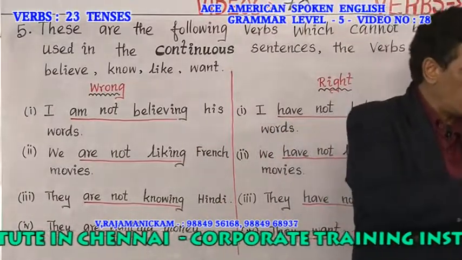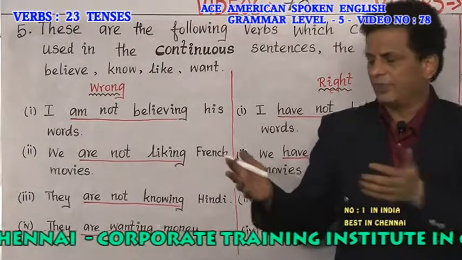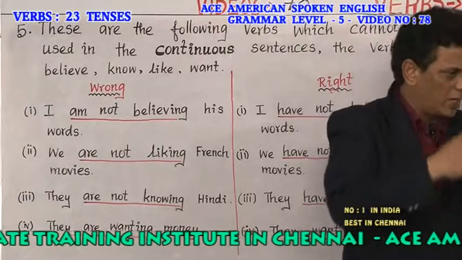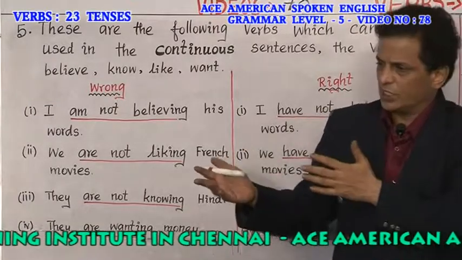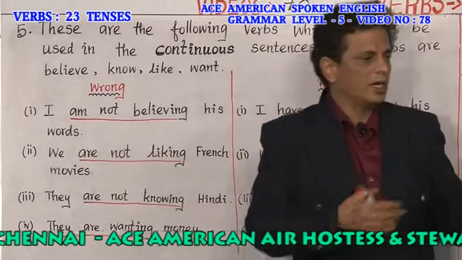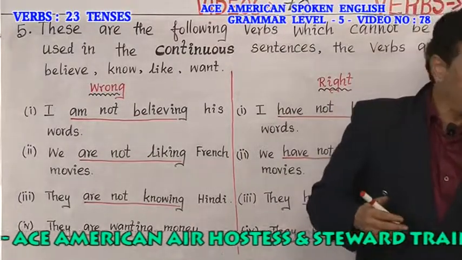Then we have seen strong verbs: eat, ate, eaten. Then we have seen weak verbs: play, played. Then we have seen transitive verbs, which take an object. Then we have seen intransitive verbs, which don't take an object, like we go to the cinema theater. Then a transitive verb: we eat a mango.